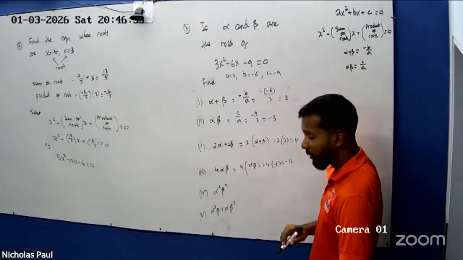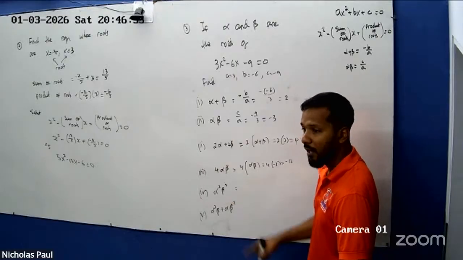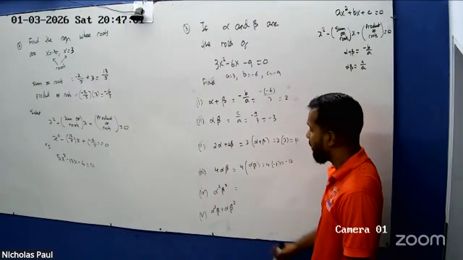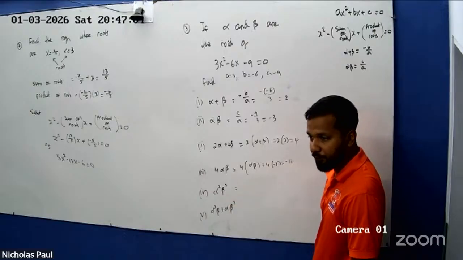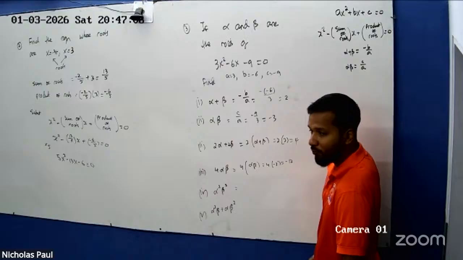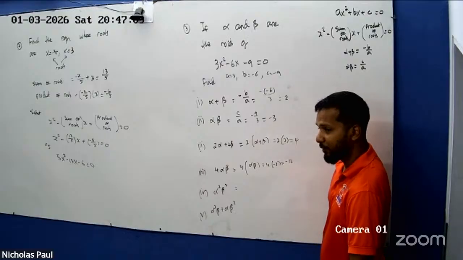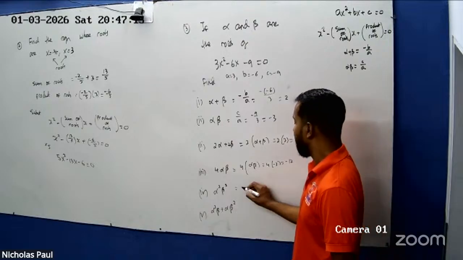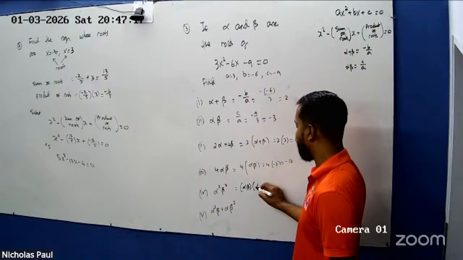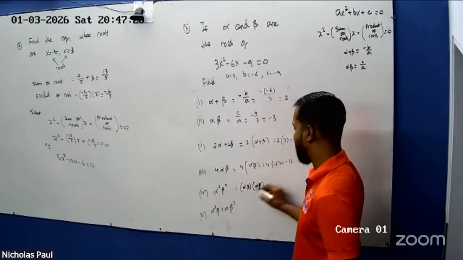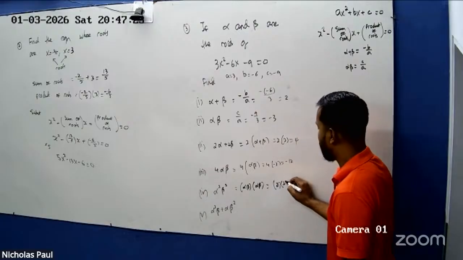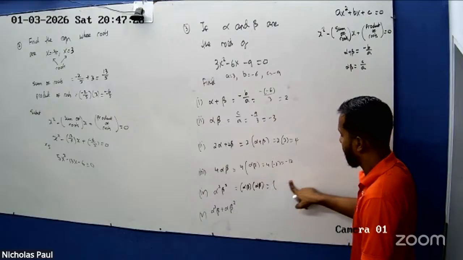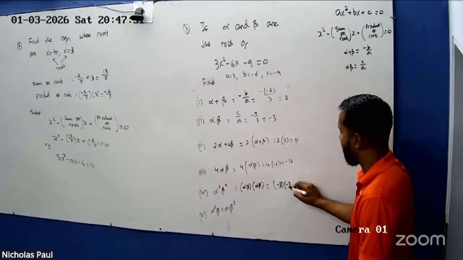That's okay? What do you think this one will be? Alpha squared beta squared. What do you think you'll get for this? Anybody? Very good. You can take alpha beta and multiply it by alpha beta, and you'll get this. So you'll get minus 3 by minus 3, which is 9.